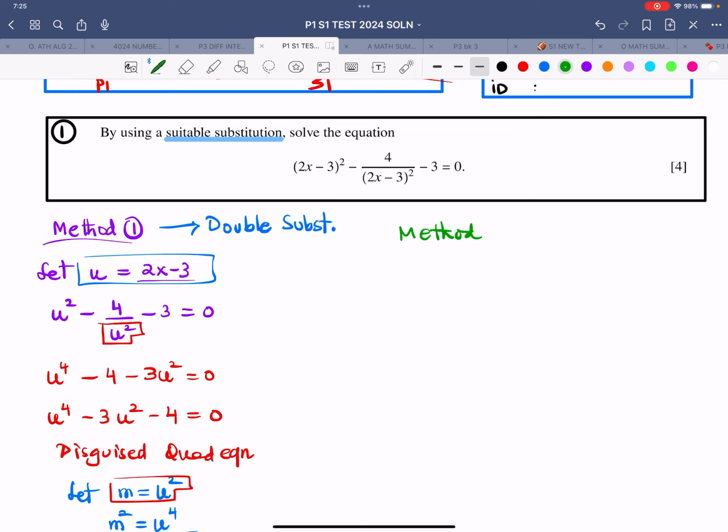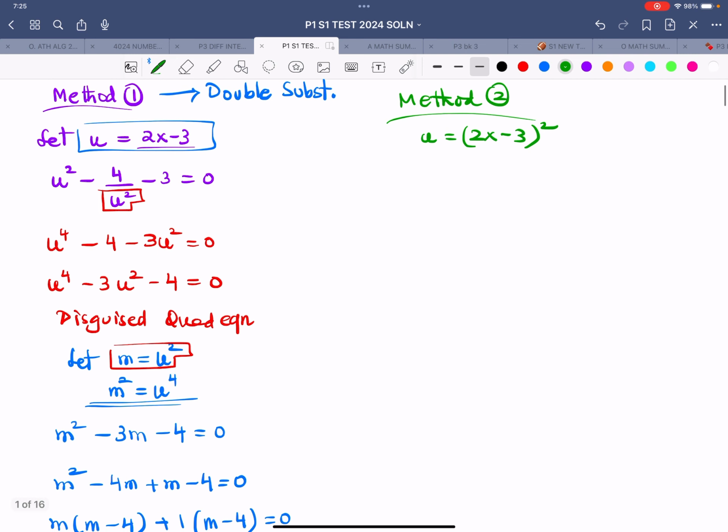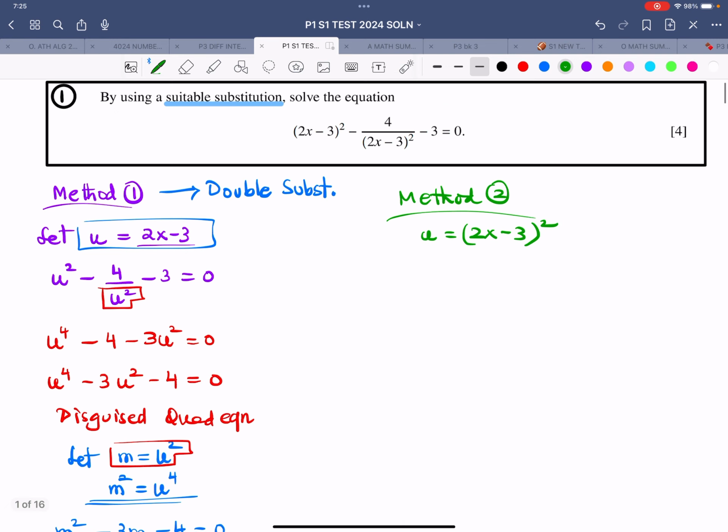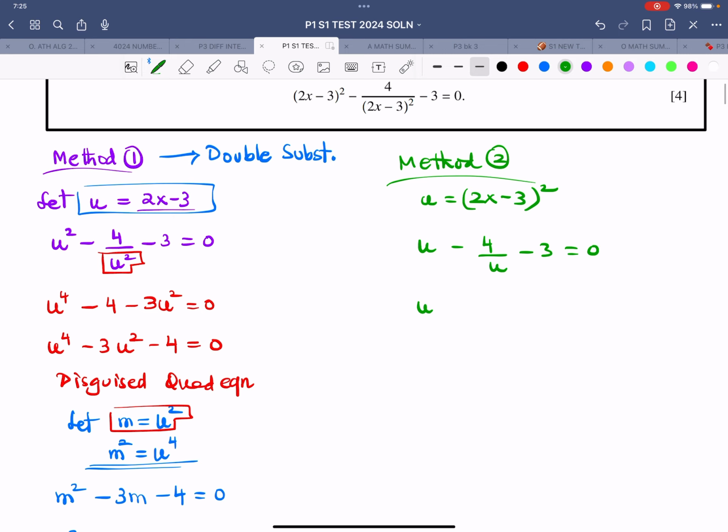And method number 2 should be shorter. What is that? That is this whole thing. u is (2x minus 3) the whole thing squared. I'm making the substitution with the square. So therefore, this is u minus 4 over u minus 3 equals 0. So therefore, this is u squared minus 4 minus 3u equals 0.